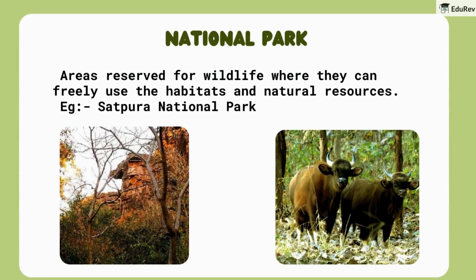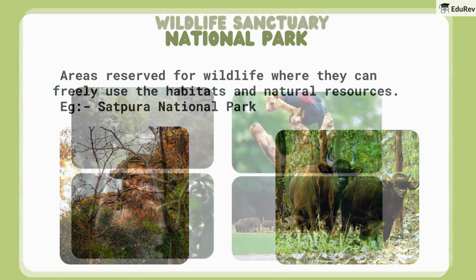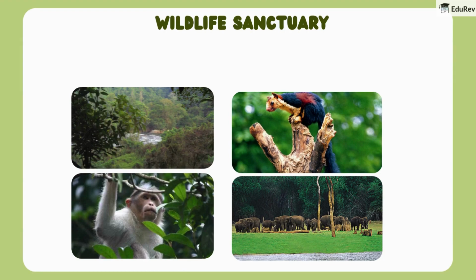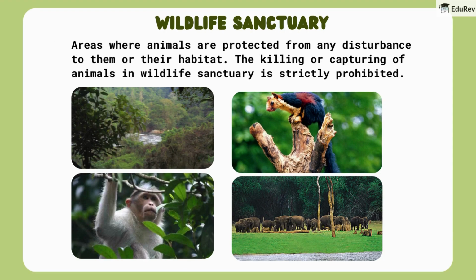Now, let's talk about national parks. National parks are areas reserved for wildlife where they can freely use the habitats and natural resources. For example, Satpura National Park. Lastly, let's talk about wildlife sanctuaries. Wildlife sanctuaries are areas where animals are protected from any disturbance to them or their habitat. The killing or capturing of animals in wildlife sanctuaries is strictly prohibited.